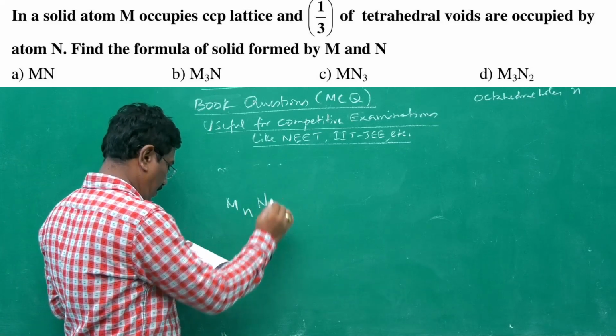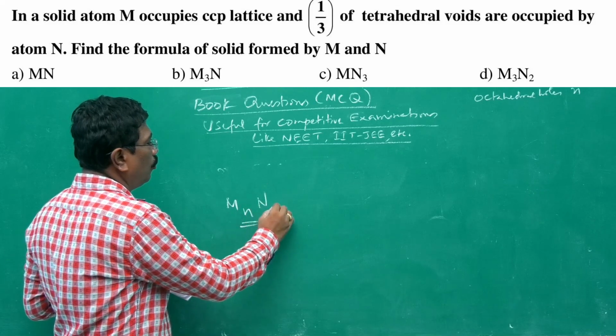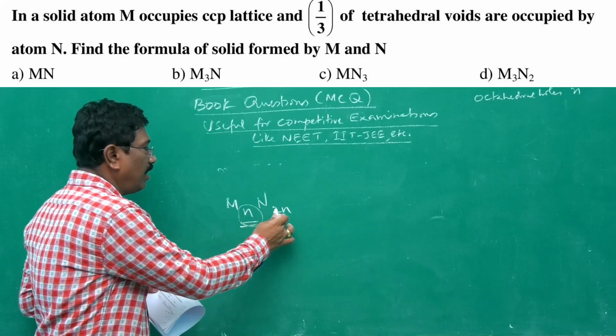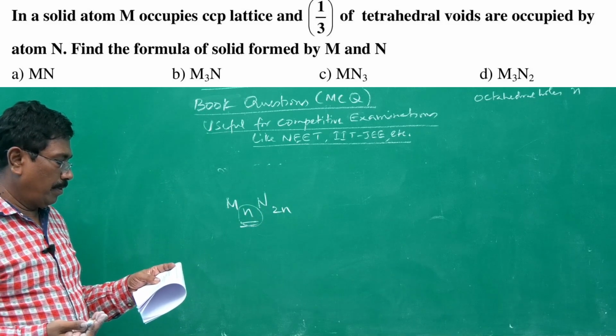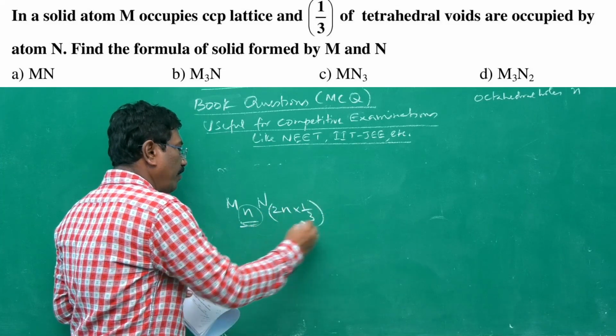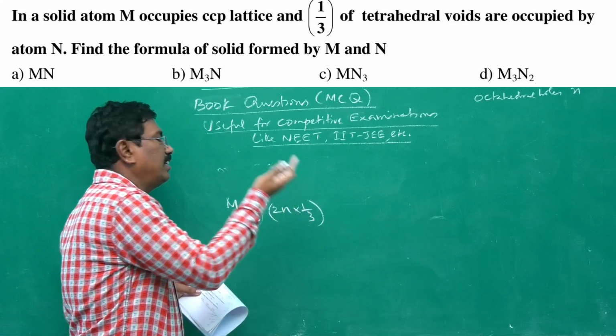1/3 of tetrahedral void. Tetrahedral void will be how many? 2n. If we have n atoms, tetrahedral void will be double the number, 2n. And 1/3 of it is occupied by n. And therefore, if we have n atoms of M, we will be having 2n into 1/3.